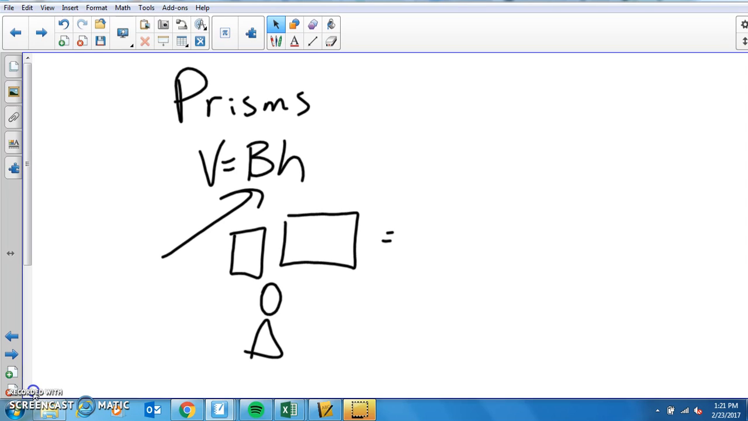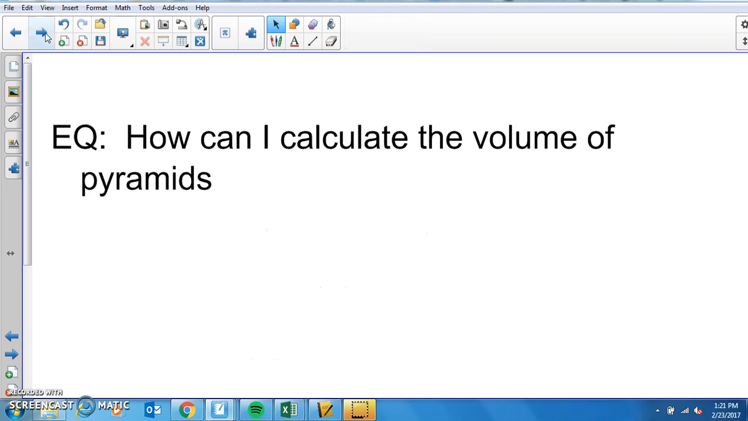And I gave you the different formulas. Length times width for square and rectangle. Circle was pi r squared, and for a triangle, it was base times height divided by 2. We're going to continue our lesson today, and instead of prisms, we're going to work with pyramids.